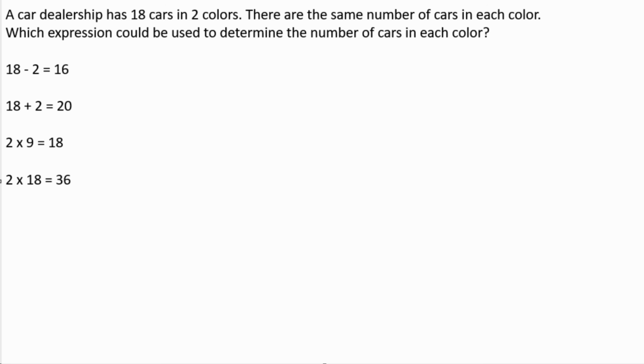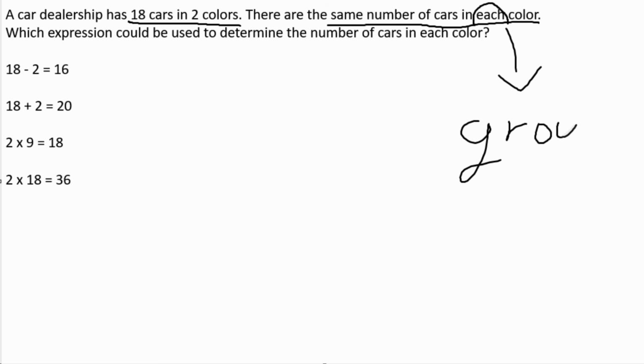All right, let's try out one more problem. A car dealership has 18 cars in 2 colors. There are the same number of cars in each color. Remember that word again, each. That tells us that we're going to have a couple of groups. And when we see groups, we're either multiplying or dividing. Which expression could be used to determine the number of cars in each group?